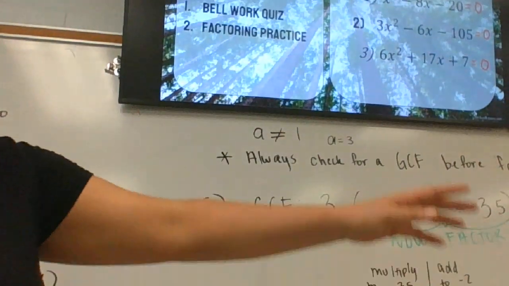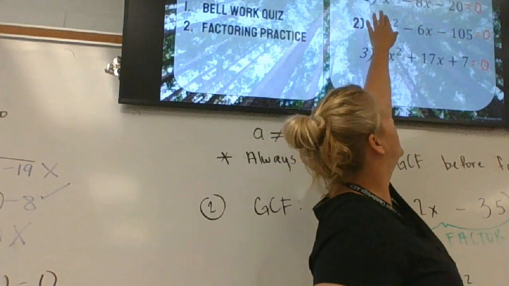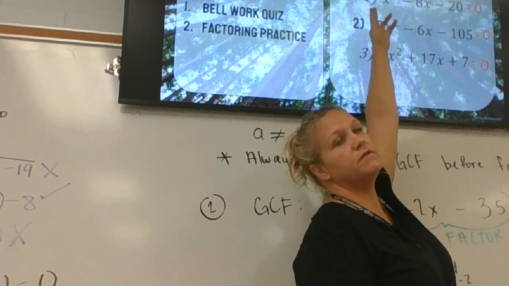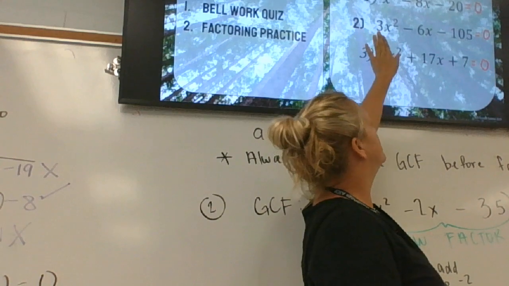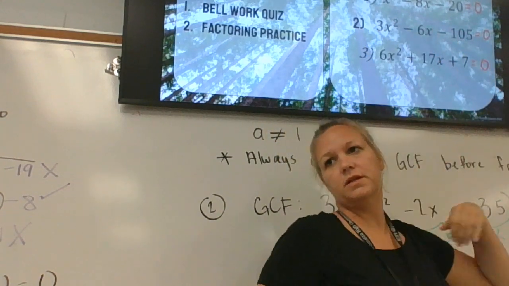Because this one doesn't have a number here. If it had a 2, I would divide everything by 2. But it doesn't, so I can't divide everything. This has a 3 and they all divide by 3. So I did it.